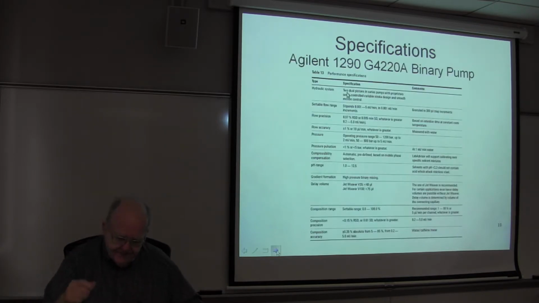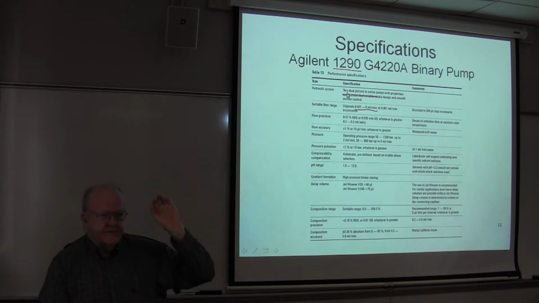Here's a set of specifications of an Agilent 1290 pump. I'm not saying this is the best pump going. They just had a nice set of specifications that I could copy. But it is a dual piston pumping system. It controls the flow rate to 0.001 milliliter per minute, and it goes up to 5 milliliters per minute in 0.001 steps.